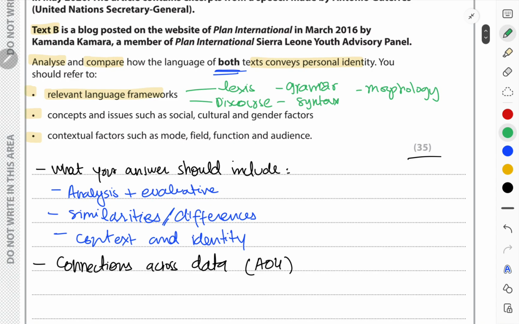So it includes things like these. Your answer shouldn't be, if you're talking about lexis, you're just talking about lexis. Your answer should include a range or variety of points or evaluative comments you've made on both the texts. Your answer shouldn't just be limited to a few language frameworks. It should be a diverse answer, an answer that covers different aspects of the texts given. You see what I'm getting at?